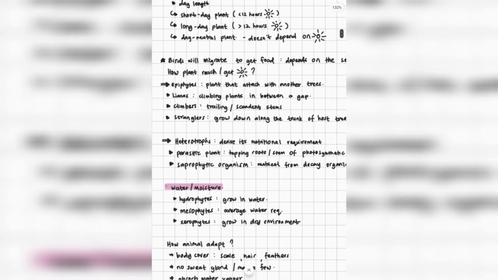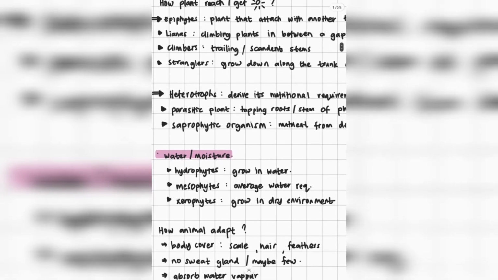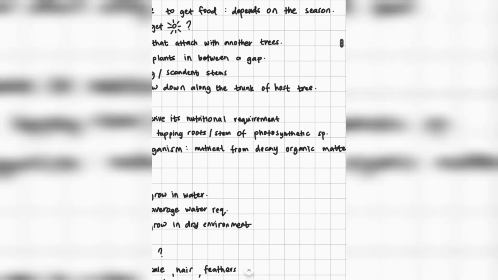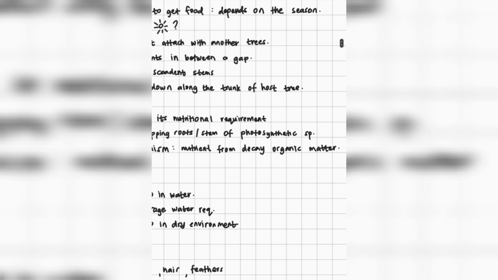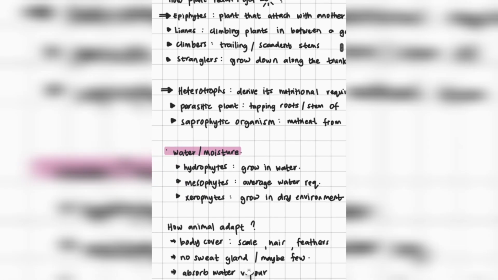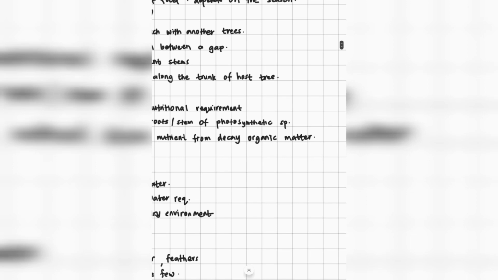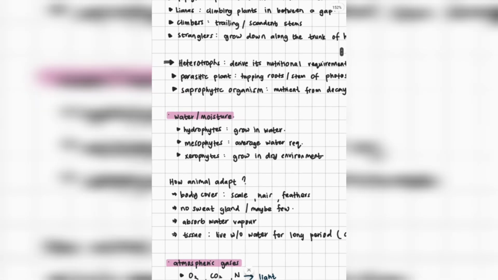Another type is heterotrophs, which derive their nutritional requirements from other sources, and consist of parasitic plants, tapping the roots or stems of photosynthetic species, and also saprophytic organisms, which get their nutrients from decayed organic matter. So thirdly, water or moisture.